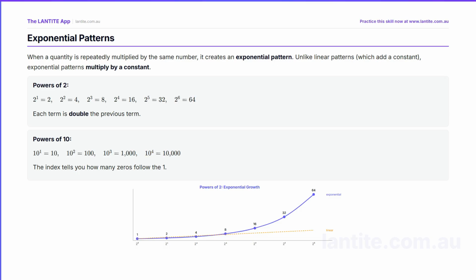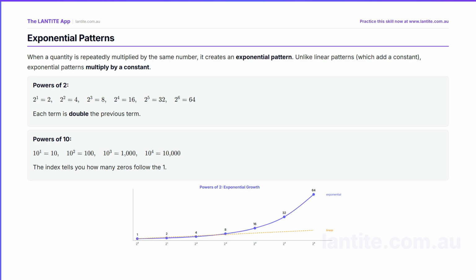Exponential patterns occur when a quantity is repeatedly multiplied by the same number. This is different from linear patterns, where you add a constant each time. In an exponential pattern, you multiply by a constant. Look at the powers of 2. 2, 4, 8, 16, 32, 64. Each term is double the previous one. The values grow faster and faster.